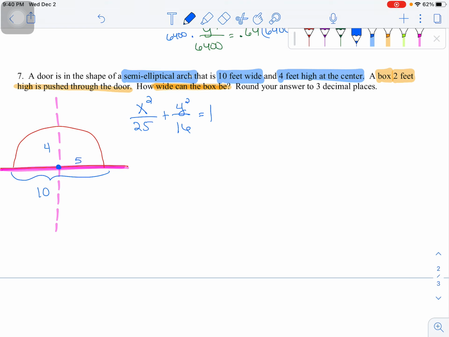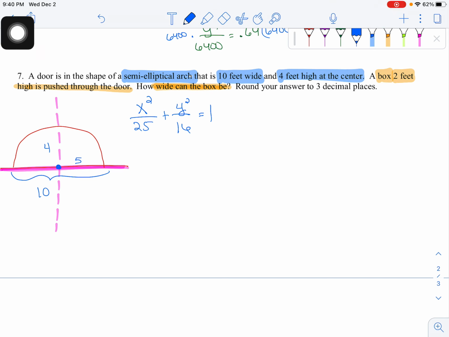Hold on a second. That's not equal to. That's supposed to be plus. I'll get it right eventually. Let me make sure I wrote that equation right. All right, x squared over 25 plus y squared over 16 equals 1. All right, there we go. Got it. Takes me a second, but I get it eventually.